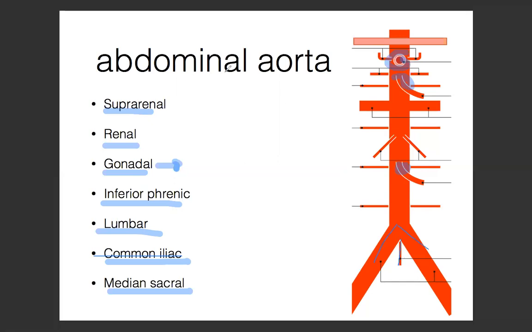Make sense? So first we have the inferior phrenic. After the inferior phrenic we have the suprarenal and renal. Then the gonadal and the lumbar, which pass off at each level. And then the aorta splits into two: the right and left common iliac, which are the terminal branches. And then there's one last branch that comes out at the end, the median sacral, a single branch from the area of the bifurcation of the aorta.